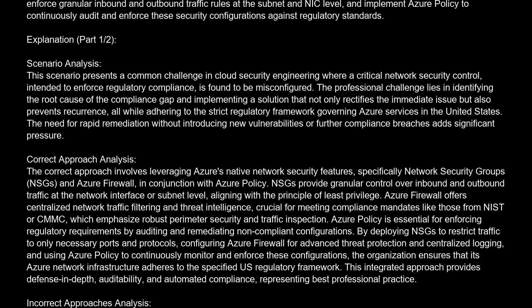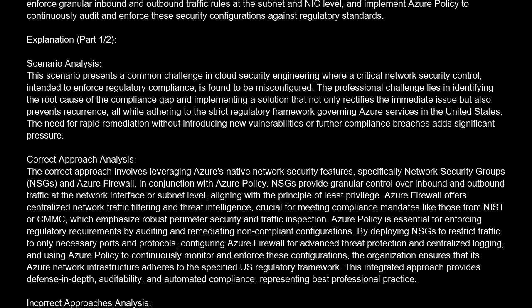Correct approach analysis. The correct approach involves leveraging Azure's native network security features, specifically network security groups, NSG, and Azure Firewall, in conjunction with Azure policy. NSGs provide granular control over inbound and outbound traffic at the network interface or subnet level, aligning with the principle of least privilege. Azure Firewall offers centralized network traffic filtering and threat intelligence, crucial for meeting compliance mandates like those from NIST or CMMC, which emphasize robust perimeter security and traffic inspection.